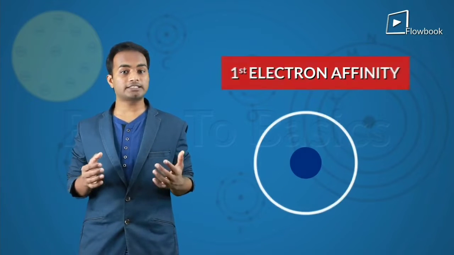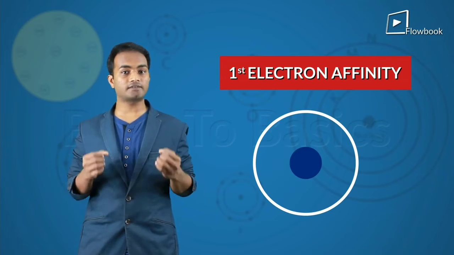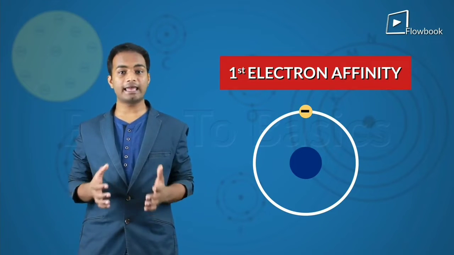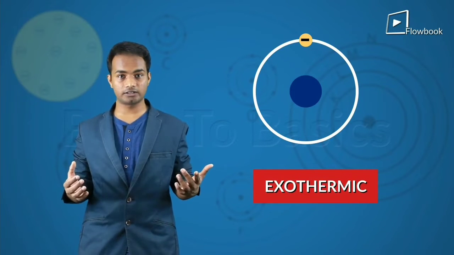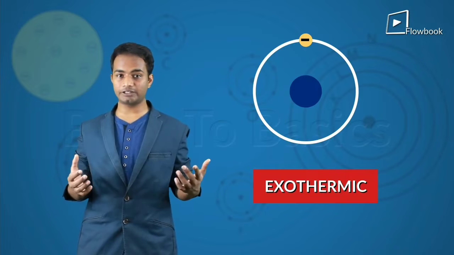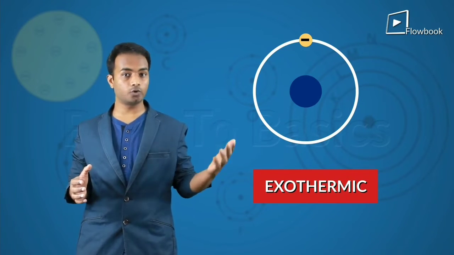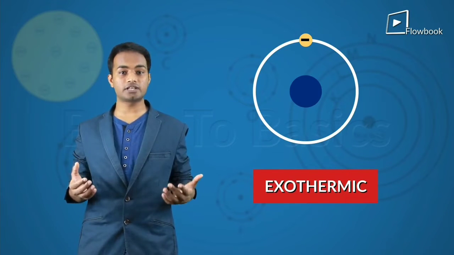And the first electron affinity is the energy change that happens in the atom after one electron is added to the atom. Now, this is mostly exothermic, meaning it comes with the release of energy. And that makes sense because the electron, which has a higher energy, is now coming to settle down in a lower energy orbital. And while doing this, it releases or gives out energy.